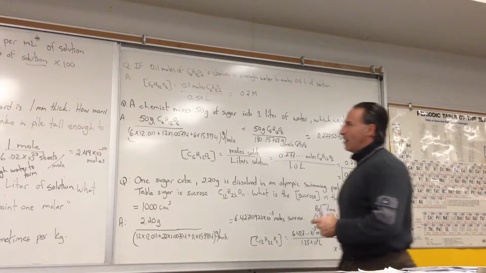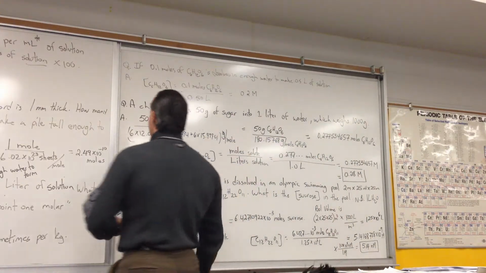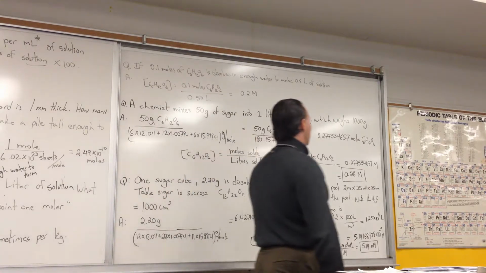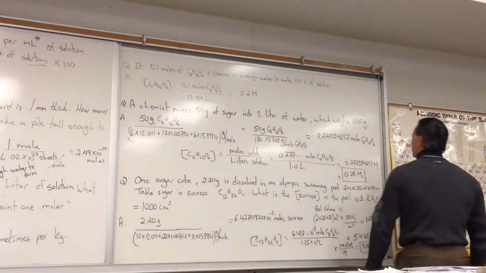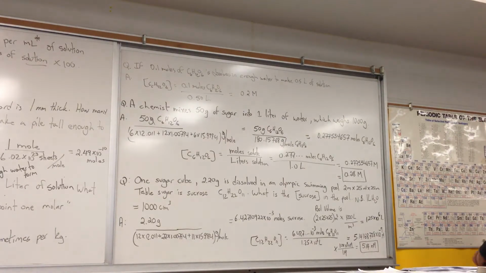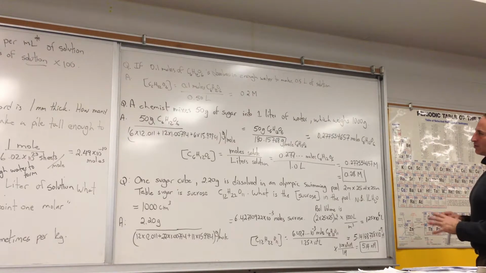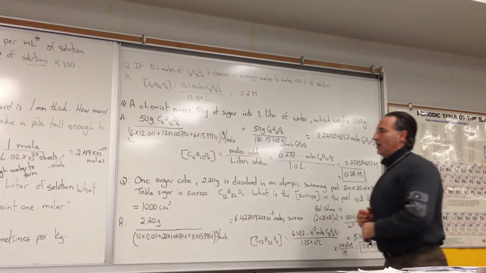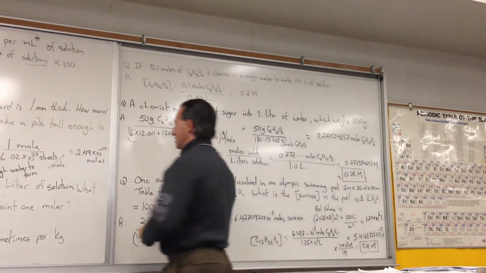Now we make it a little bit harder. The question asks, a chemist mixes 50 grams of sugar into 1 liter of water, which weighs 1,000 grams. Let's assume that's 1 liter of volume. Let's assume that the temperature is such that the final volume of the solution is 1 liter. And that way we can use the definition.